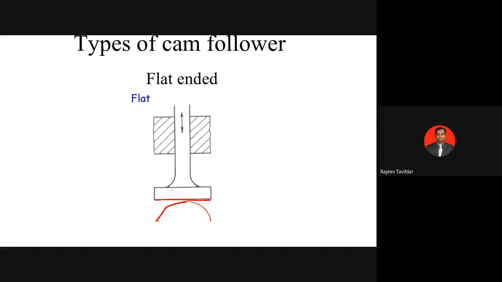When the cam rotates, at some instant this point of the follower is in contact. At the next instant, this point of the follower is in contact. Similarly, at the next instant, this point of the follower is in contact. That means at every instant, the point of contact between the follower and the cam is continuously changing. Since the point of contact is continuously changing, once again we can say that wear is reduced here.